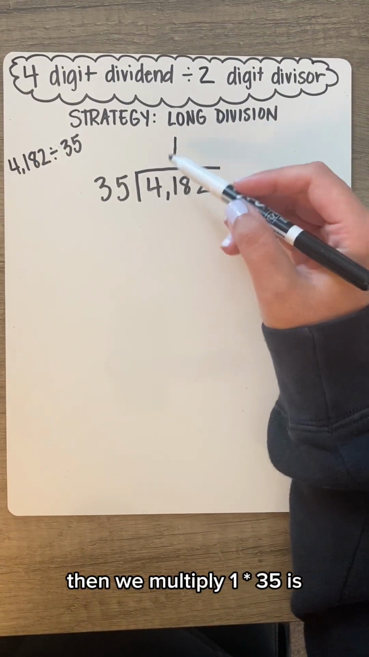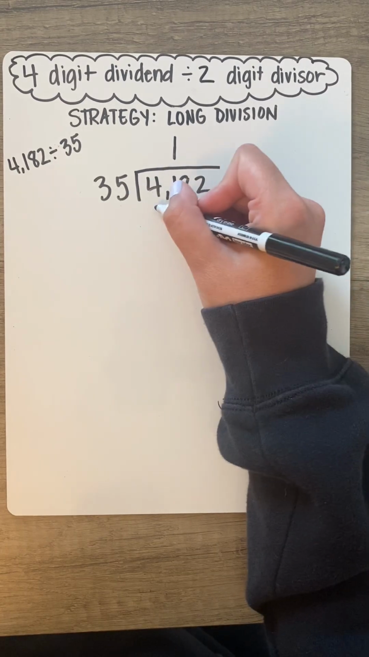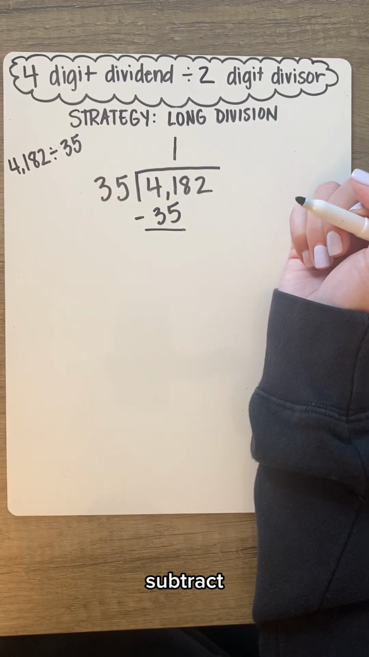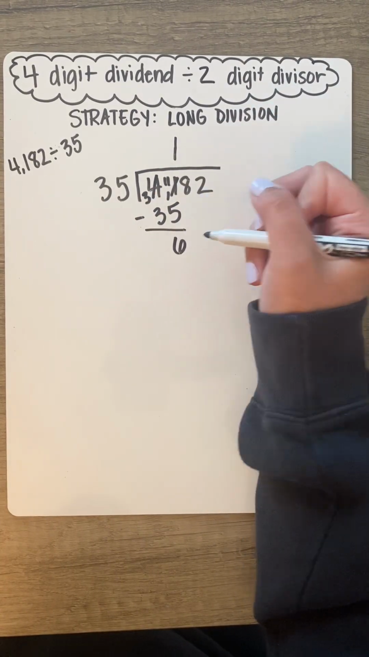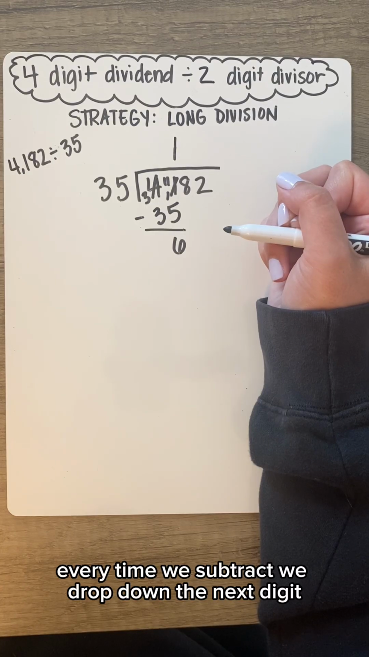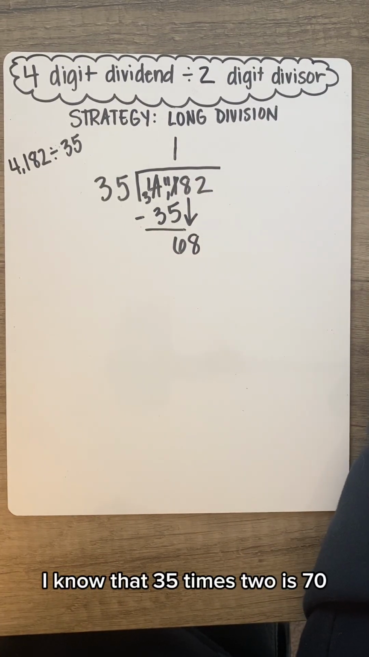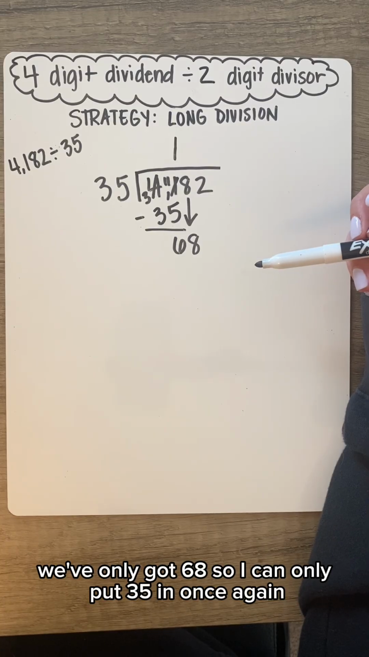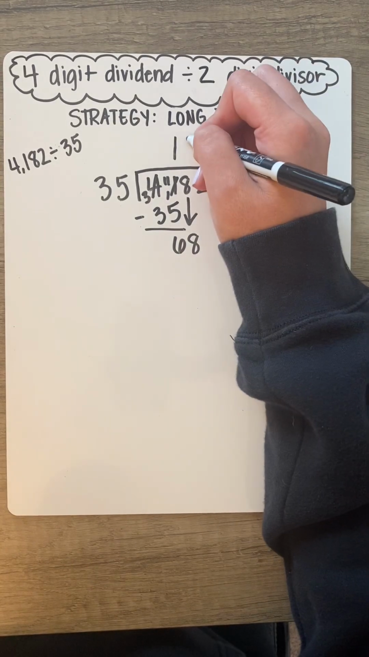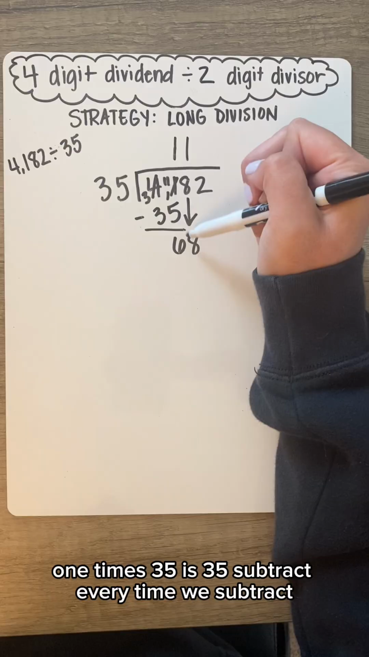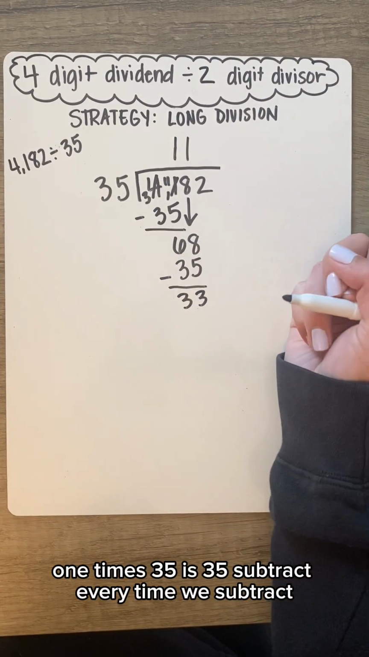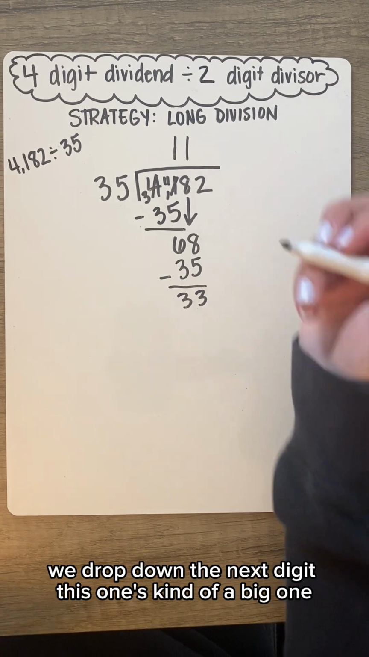Then we multiply. 1 times 35 is 35. Subtract. Every time we subtract, we drop down the next digit. I know that 35 times 2 is 70, so we don't have that amount. We've only got 68, so I can only put 35 in once again. 1 times 35 is 35. Subtract. Every time we subtract, we drop down the next digit.